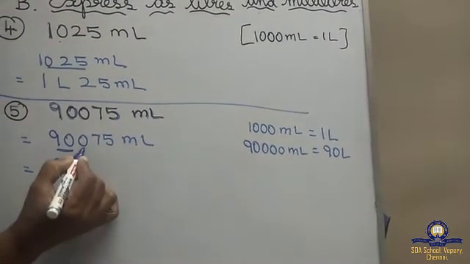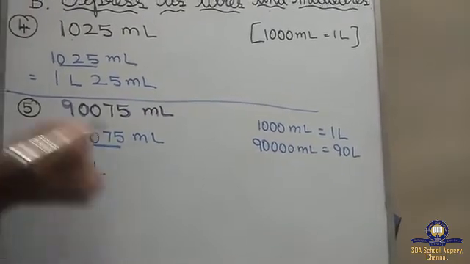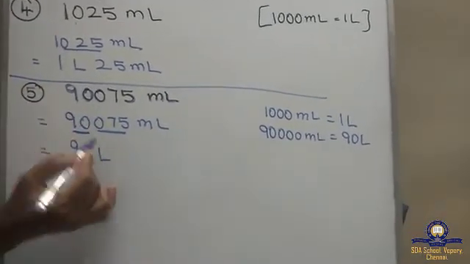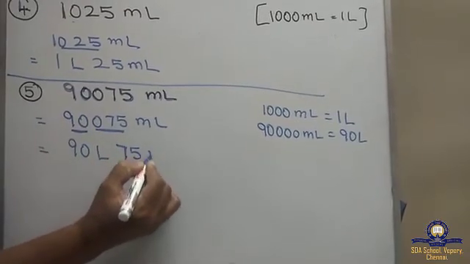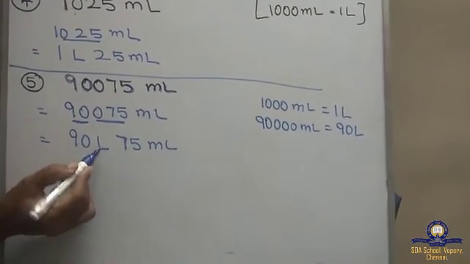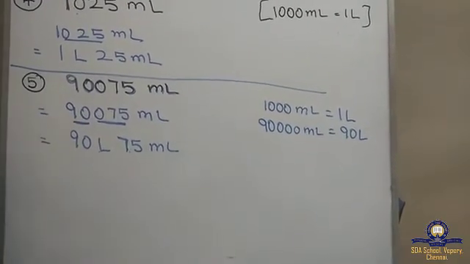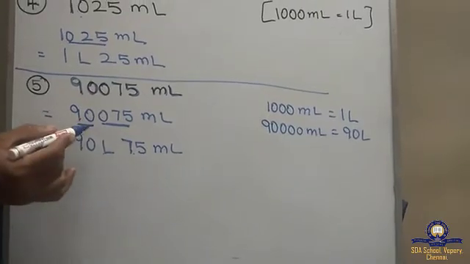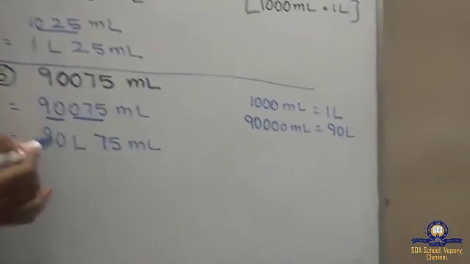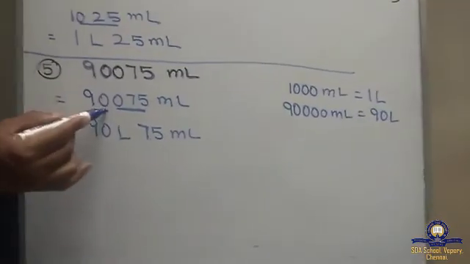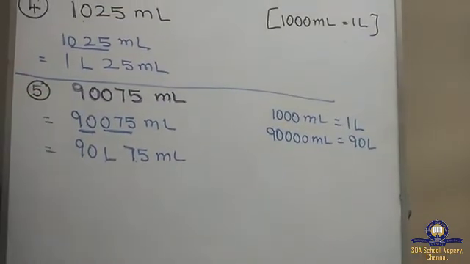90 liter, and these three, see, only the last 3 digits will come under milliliter. So here 0 has no value. So what you have to write, children? 75 ml. 90 liter, 75 ml. Understood, children? You have to be careful. You should not write 9 liter and then 75. If you write 9 liter, it will be wrong. Understood, children? 90,000. You have to read the answer.